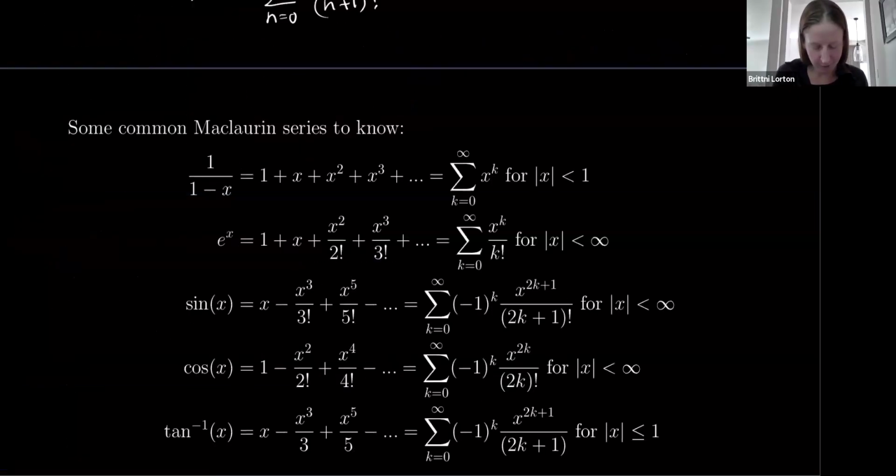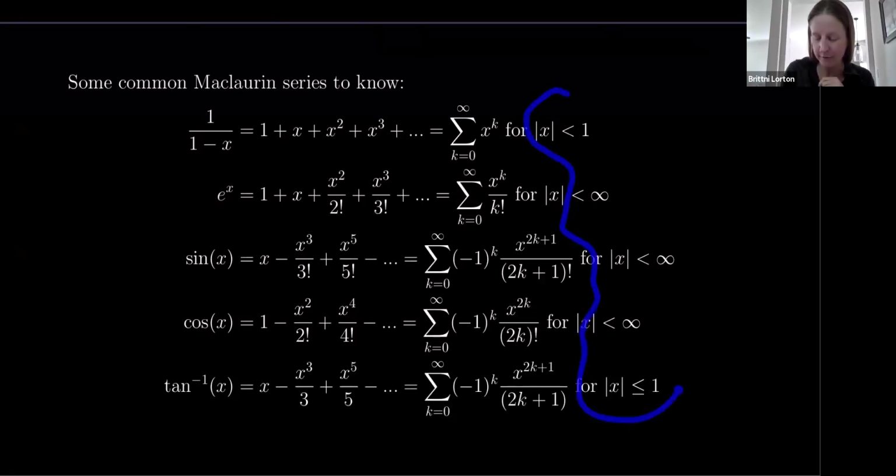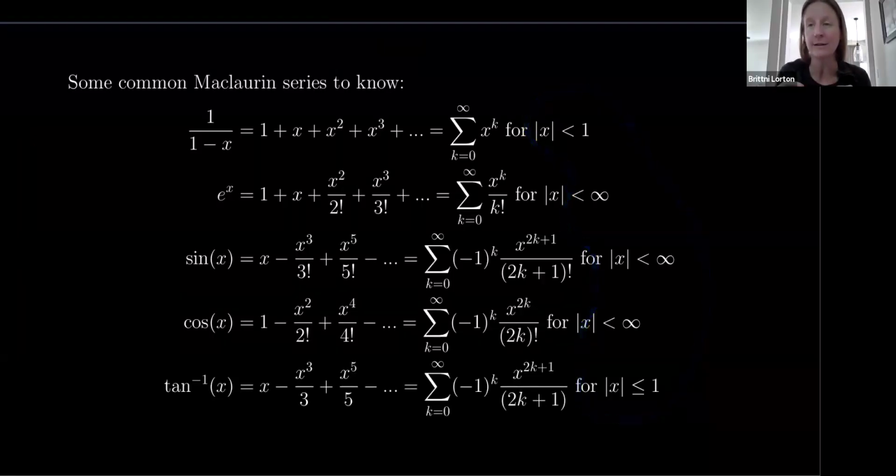All right, this is just one more time that list of common Maclaurin series. Remember that Maclaurin series means centered at 0. So all of those ones had the center at 0. Remember the interval of convergence was important because it didn't always converge for everything, but sometimes it did.